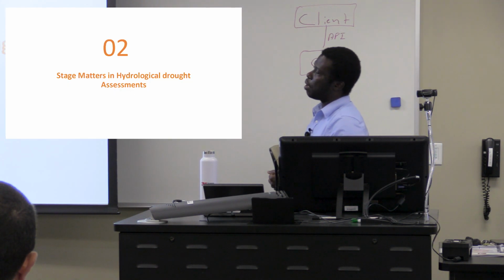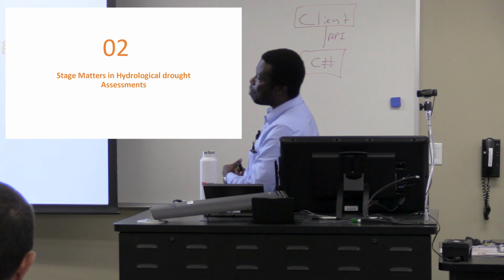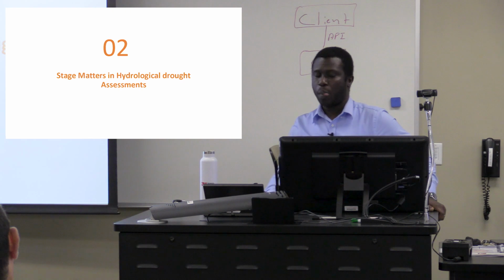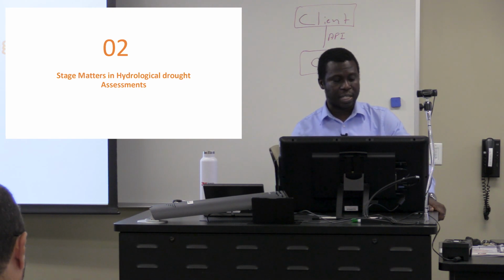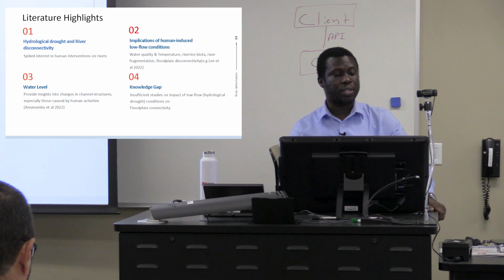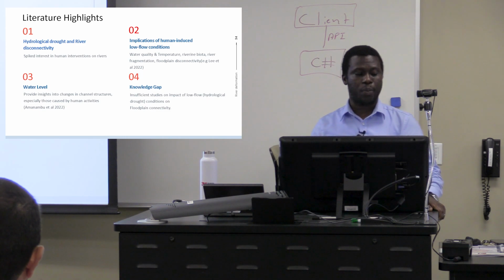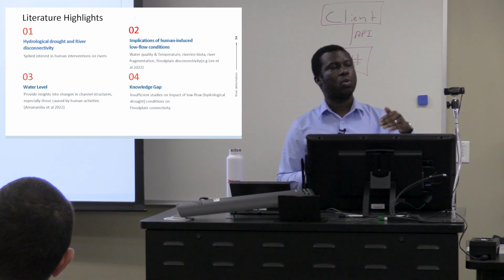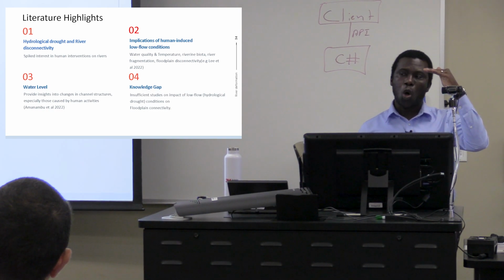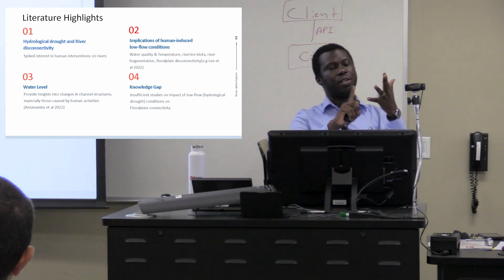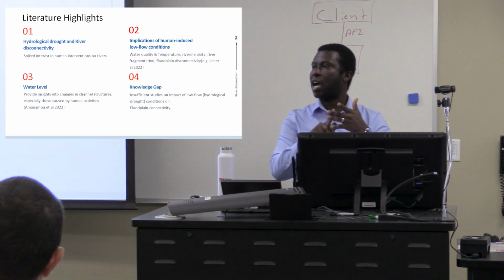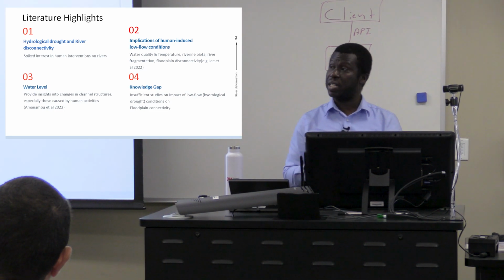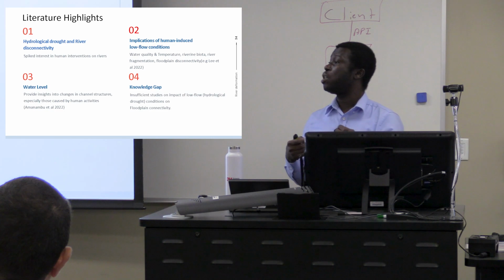So what is the next paper? Stage matters for assessing hydrological drought and disconnectivity. When we talk about hydrological drought, we make reference to the lowering of water level within rivers, lakes, groundwater, and streams. That is what hydrological drought is, but it has implications on river connectivity.